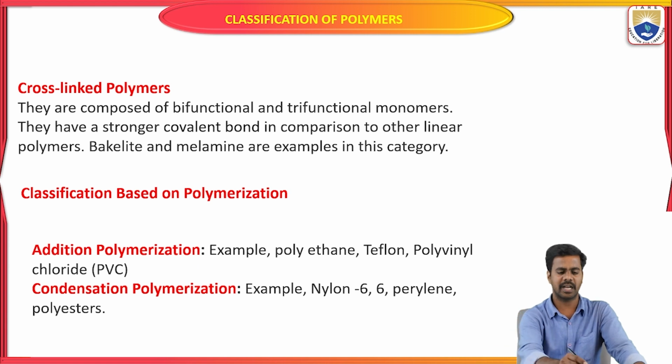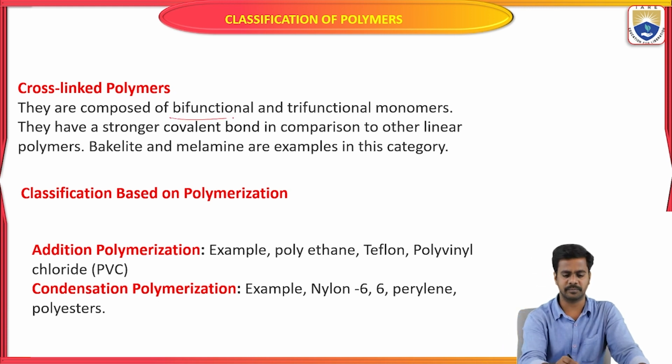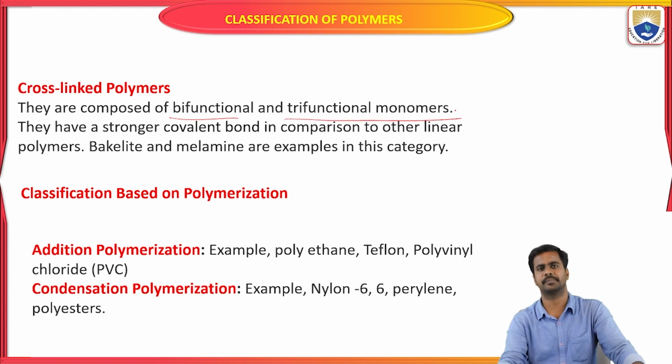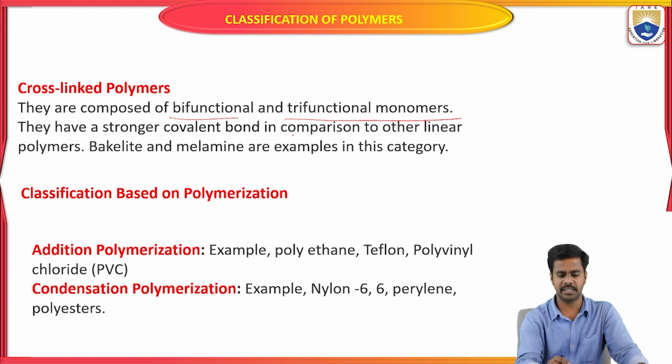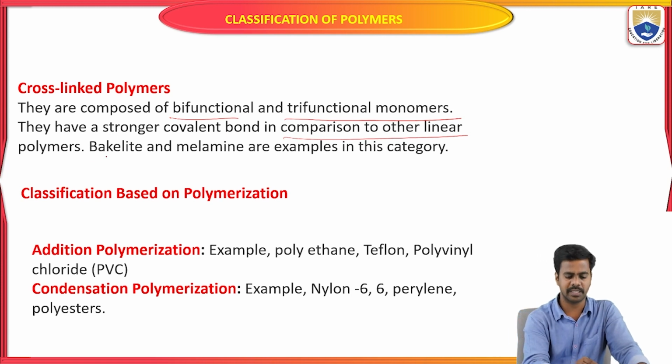And the third one is cross-linked polymers. In this type of polymers, we can observe cross-linkage between the monomeric units. That means these are composed of bifunctional and trifunctional monomers. So they have stronger covalent bonds in comparison to linear polymers. The best example for a cross-linked polymer is bakelite.